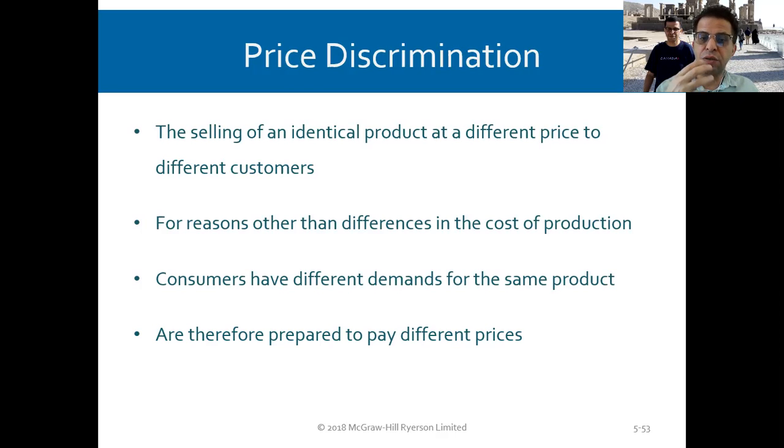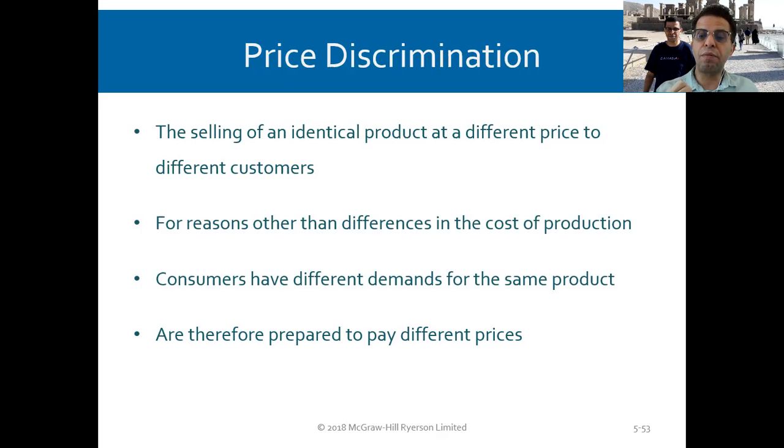Price discrimination is the selling of an identical product at different prices to different customers. So the older customer will get a haircut for $10, but the younger pays $15, for a reason other than the cost of production. Consumers have different demand for the same product, and are therefore prepared to pay different prices.